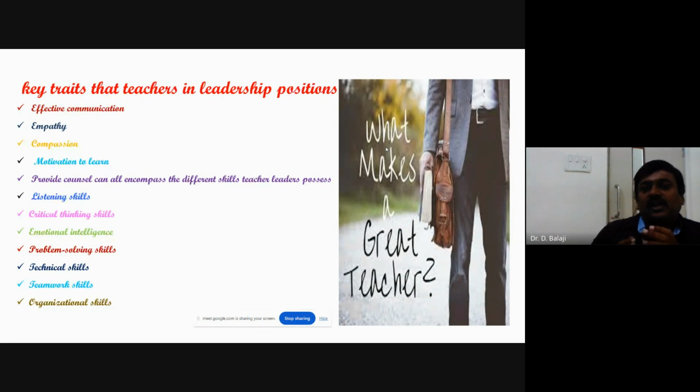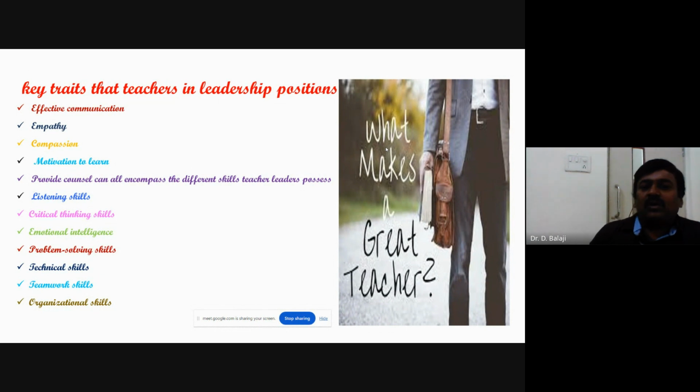Effective communication. Whatever you are telling others, whether it is regarding lessons or clarification or whatever it may be, your communication should be effective. Everybody should understand what you are saying. Empathy. Instead of feeling pity for somebody, you should have empathy. Stand in their shoes, think according to them, and take a decision. You should have compassion towards others, and motivation to learn. Every day you should be a learner. A person who is a teacher should be a learner every day.